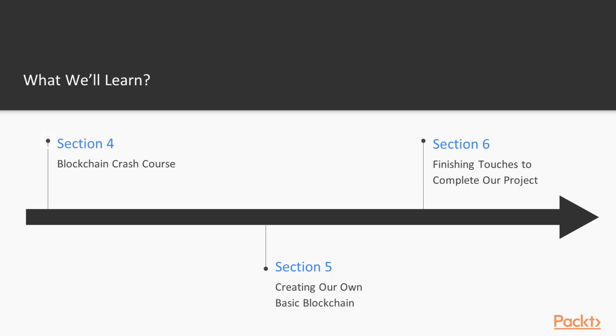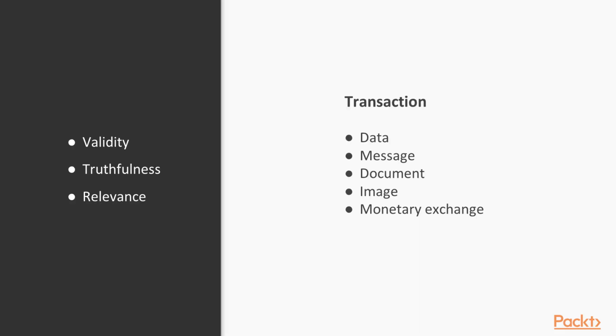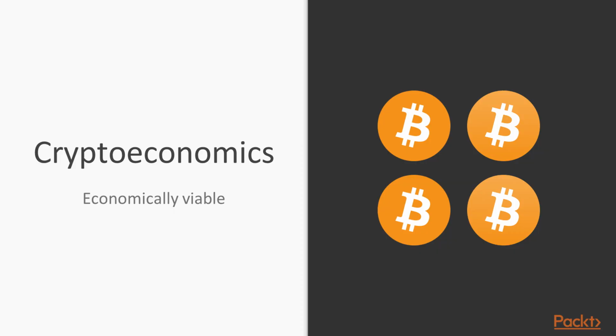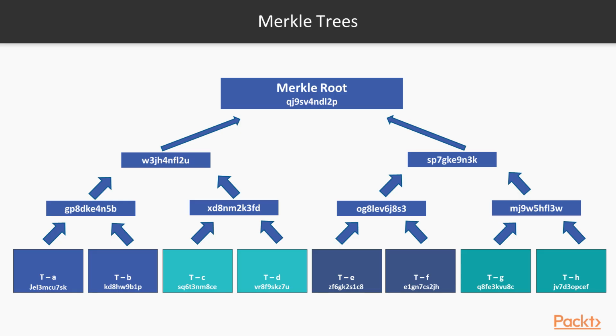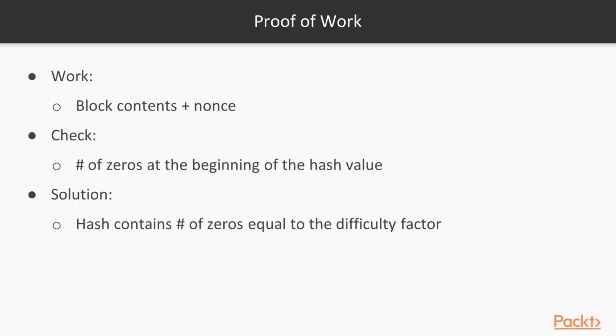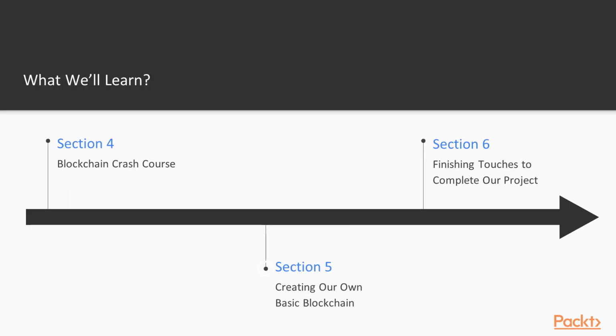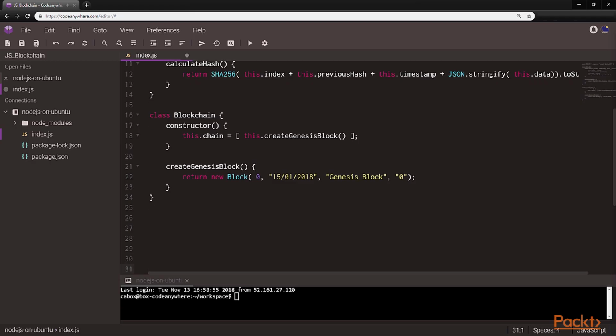The fourth course section will give us a quick and dirty introduction to blockchain technology and the various components that make it work, including data validation and security, crypto economics in action, Merkle trees, yes, that's what they're called, and proof of work, which provides blockchain security. The fifth section of this course is where we'll get our hands dirty with JavaScript and apply the concepts we've learned. As was stated, we'll create our own blockchain implementation with custom JavaScript classes that we've designed and coded.